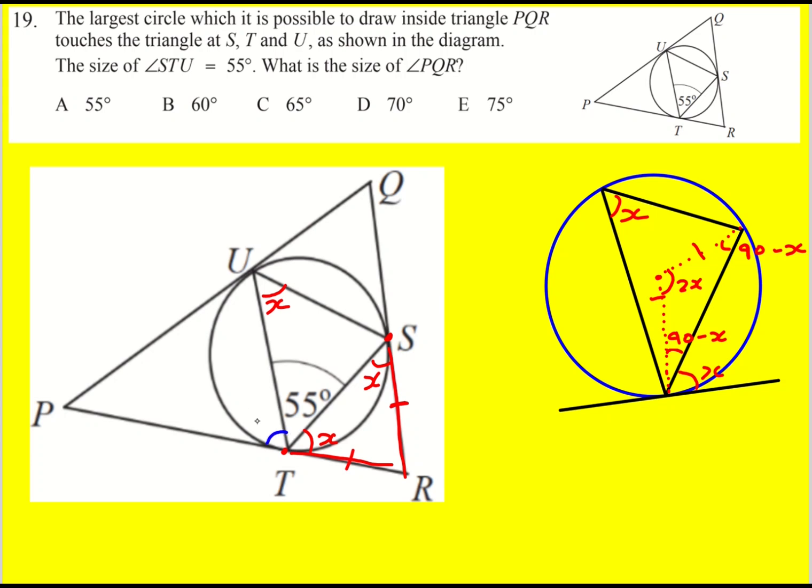Now I'm going to do similar for y. This is y, which means that this is y by the alternate segment theorem, and that is also y because of this isosceles triangle. Again, that circle theorem says these two are equal.